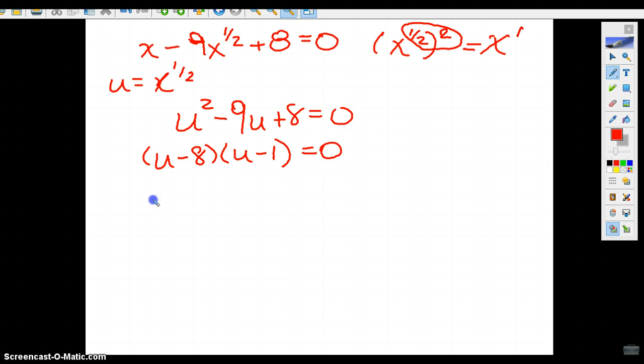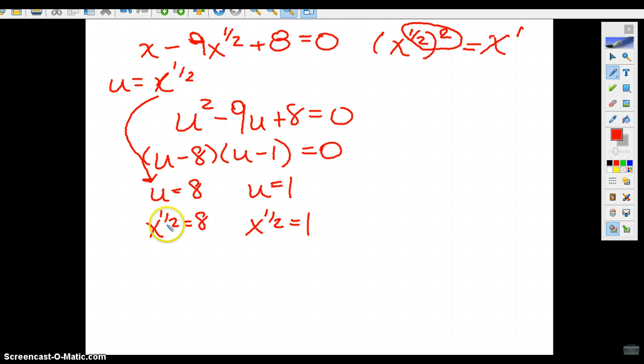Zero product property says that u is equal to 8 or u is equal to 1. But again, the problem didn't ask us to solve for u. It asked us to solve for x. So we have to resubstitute. So x to the 1/2 is equal to 8, and x to the 1/2 is equal to 1. And again, we learned the other day that this is the same thing as the square root of x is equal to 8, and the square root of x is equal to 1. And how do we get rid of our radicals? Right, we're going to square them. Square both sides.